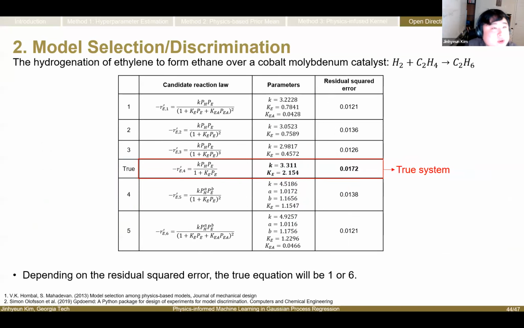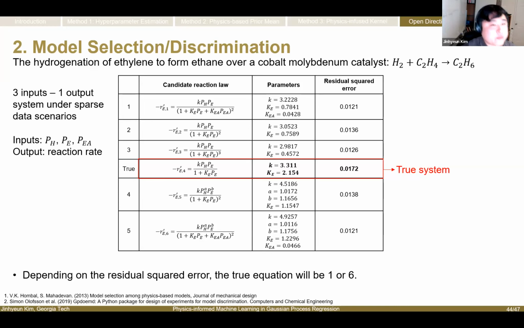The final example is that we may use our physics-infused kernel algorithm for model selection or discrimination. In chemical engineering, choosing the appropriate reaction law is very important to understand the underlying dynamics of the chemical reaction. There can be many candidate reaction laws, from 1, 2, 3 through 4, 5.